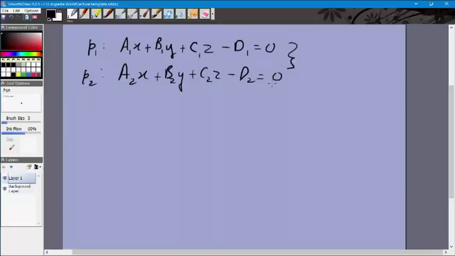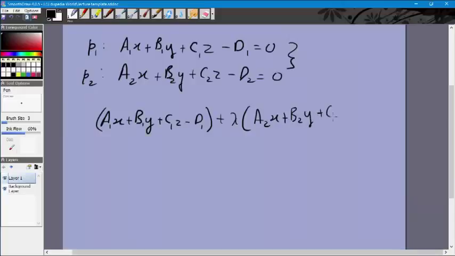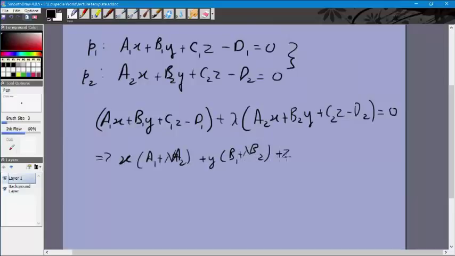So if these are the two equations of two planes, then a plane which passes through the line of intersection of these two planes would simply be A1x + B1y + C1z - D1 + lambda times (A2x + B2y + C2z - D2) = 0, which basically is x times (A1 + lambda A2) + y times (B1 + lambda B2) + z times (C1 + lambda C2) - (D1 + lambda D2) = 0.